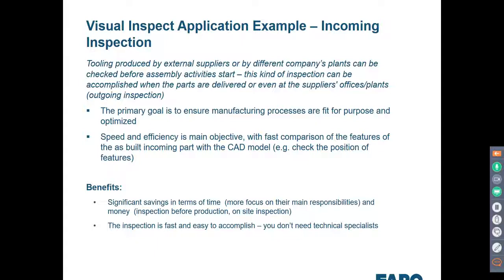Because I think there are a lot of different areas that the Visual Inspect can fulfill relative to minimizing and mitigating some of the pain and the challenges that we face in manufacturing. So let's talk about the incoming inspection. Tooling is produced by an external vendor or supplier, and we have the ability to check that using the Visual Inspect. We can check it at their location, or we can check it incoming, or both. And this will basically compress the issues.